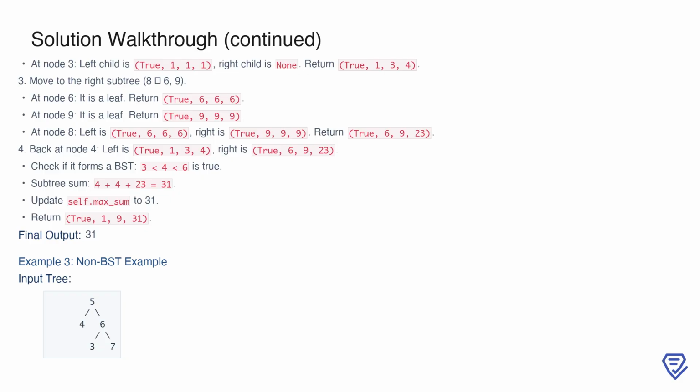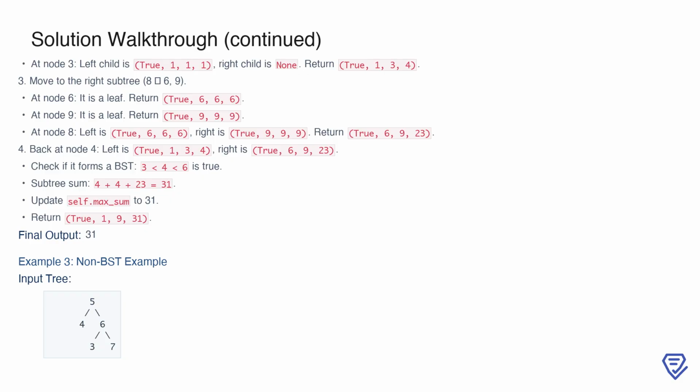Node 1 is a leaf node, so it is a valid BST with a subtree sum equal to its value, 1. Returning to node 3, we now have the results for its left subtree, while its right subtree is none. Since there are no violations of the BST property, the tree rooted at node 3 is a valid BST. The range of values in this subtree is from 1 to 3, and the total sum is 4.